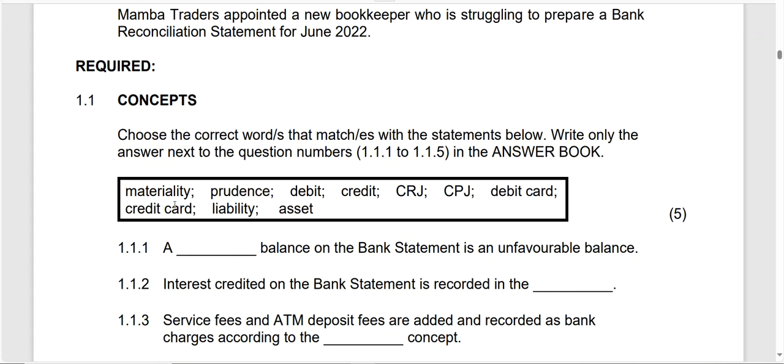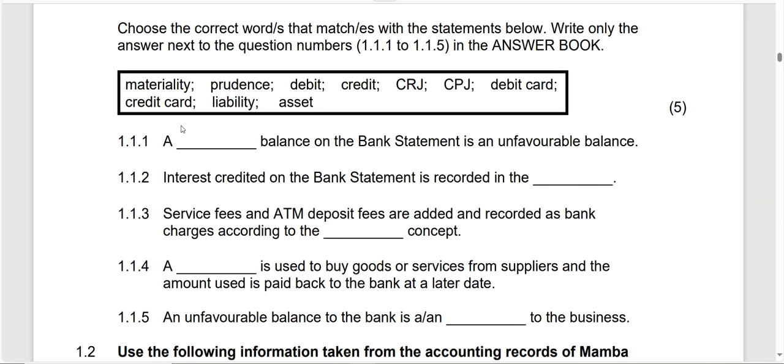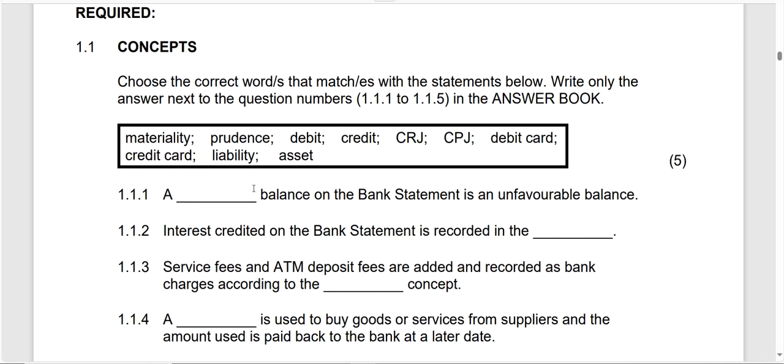Now let's start with the concepts that we are given here. Here they're saying that this particular type of balance on the bank statement is an unfavorable balance. Now remember, an unfavorable balance on the bank statement is on the debit side, which means that here we are supposed to say that a debit balance on the bank statement is an unfavorable balance. So the word that we are looking for here is what we call debit.